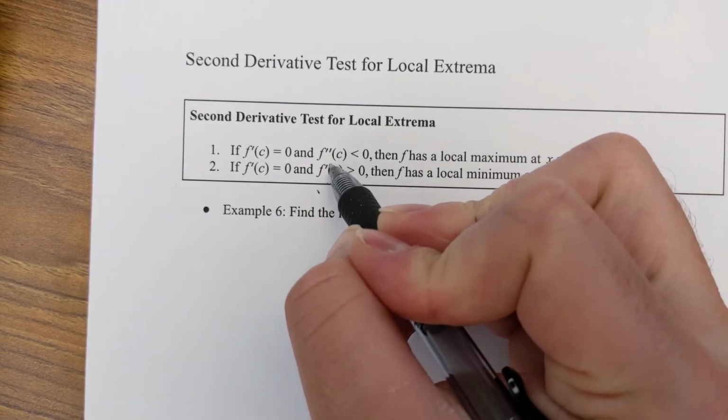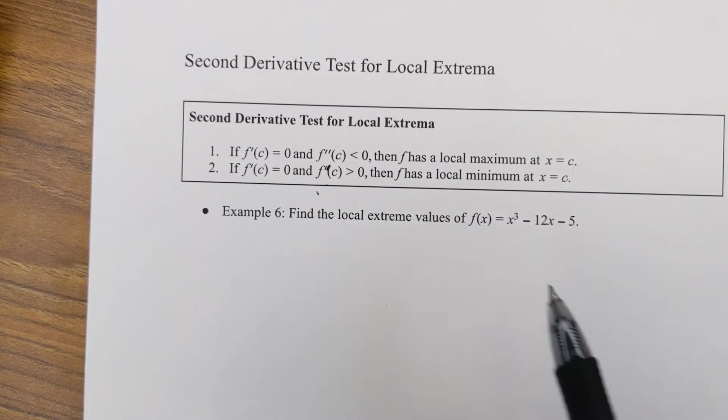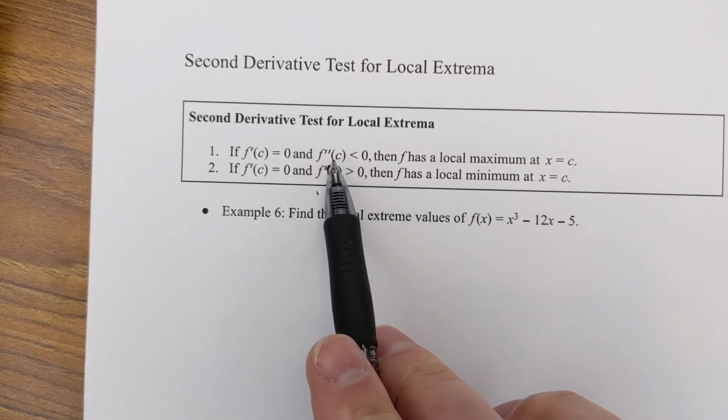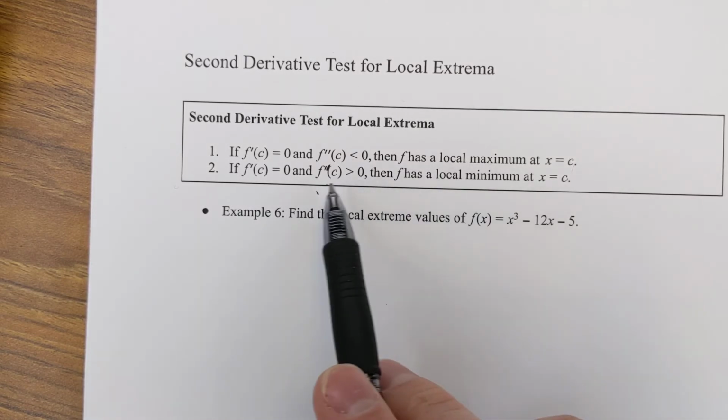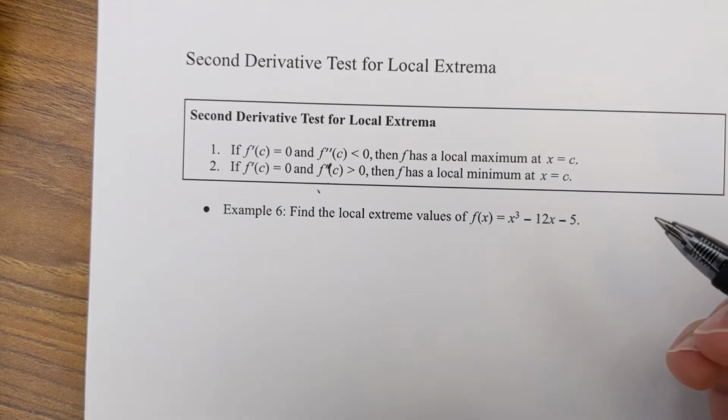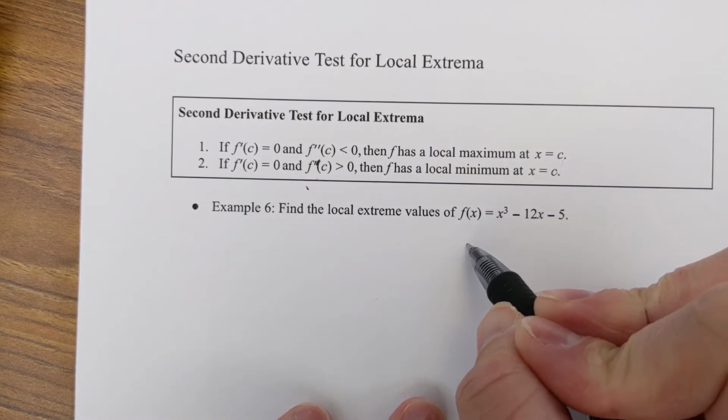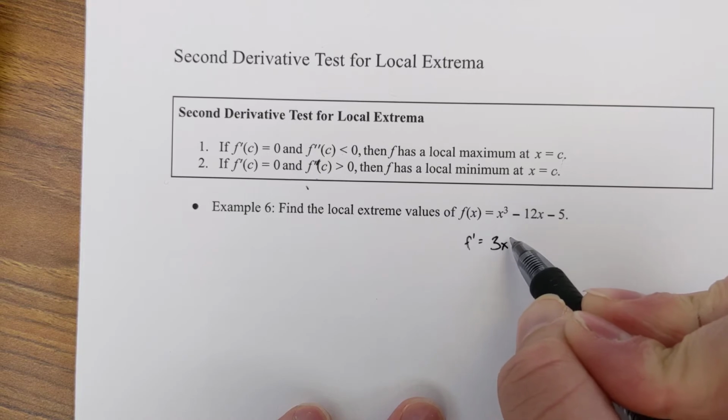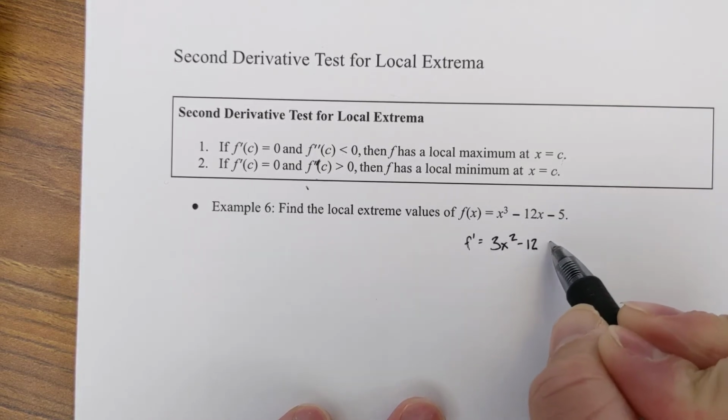That should be a double prime there. And look at the sign of what you get. If the second derivative is negative, you have a maximum. If the second derivative is positive, you have a minimum. So what that looks like is this. So we need f prime. So that's 3x squared minus 12. So I'm going to set this equal to 0.